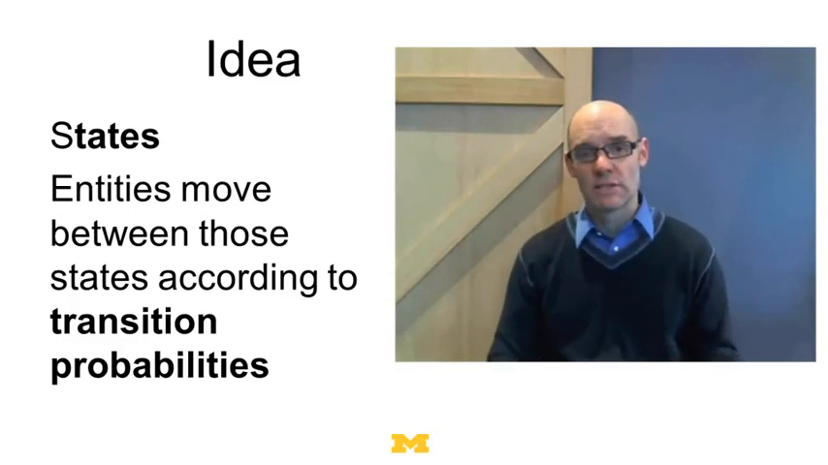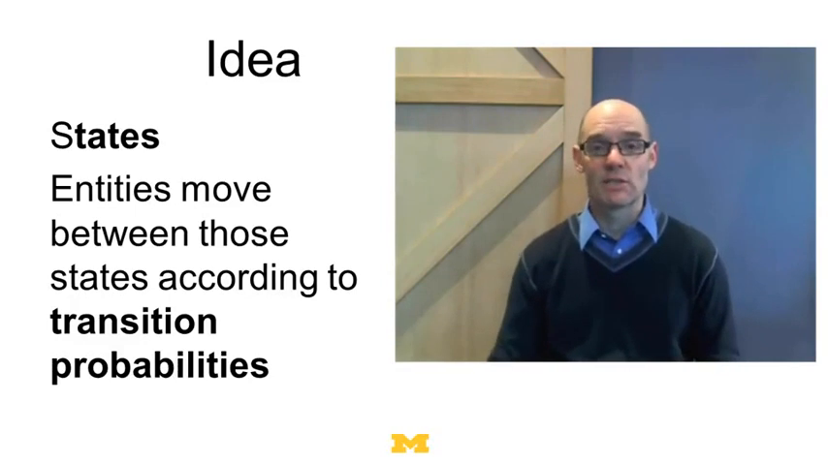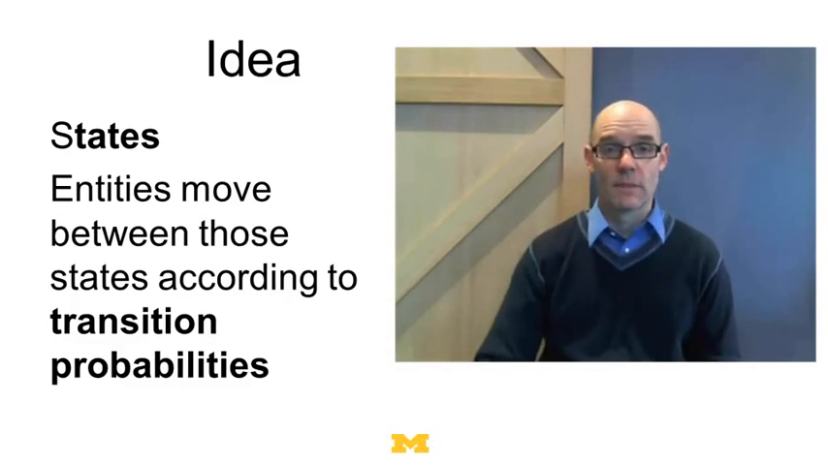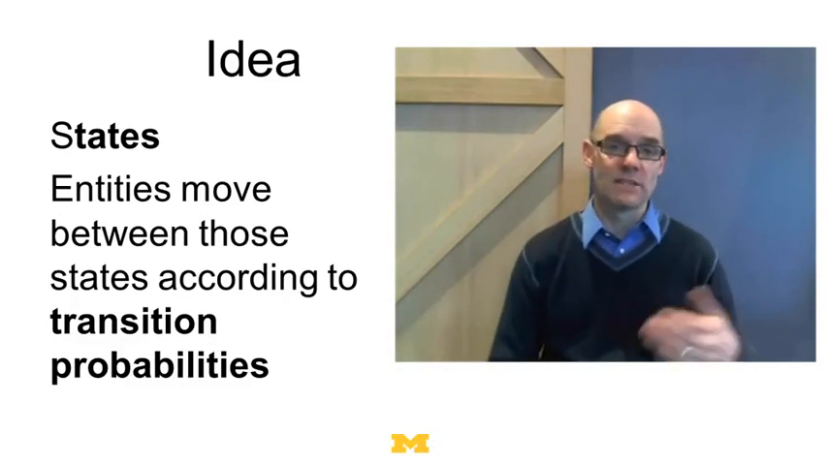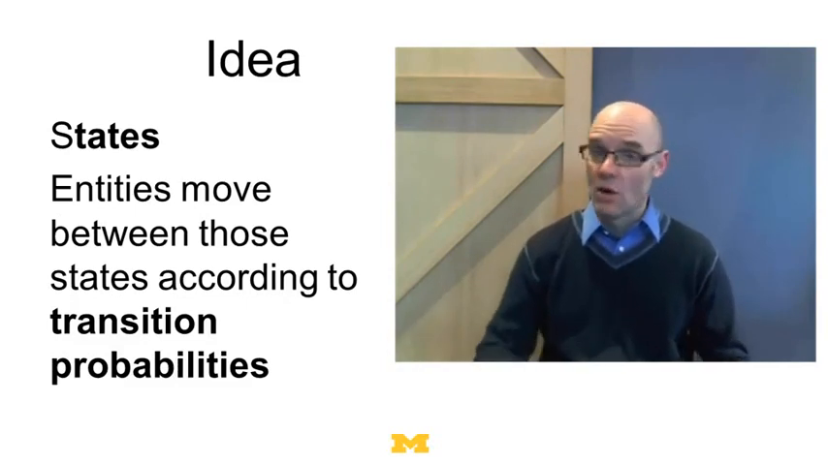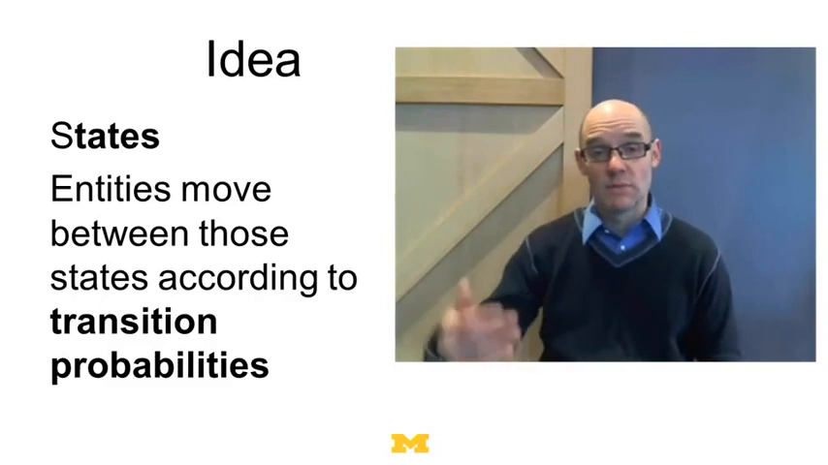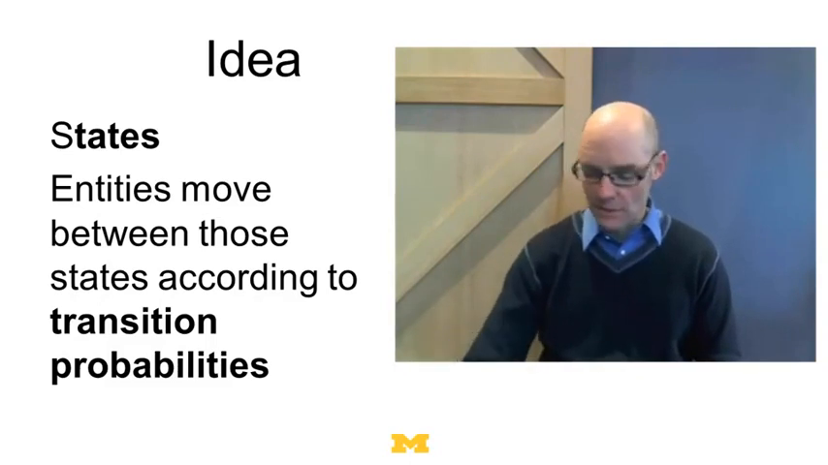And then there's going to be transition probabilities. And the transition probabilities are going to tell us the probability of moving from one state to another. So remember all the stuff we learned about probabilities, how they sum to 1 and that sort of thing. All those rules are going to apply here, but the probabilities are going to tell us how likely it is to move from, say, one state to another. Let me give a couple examples.